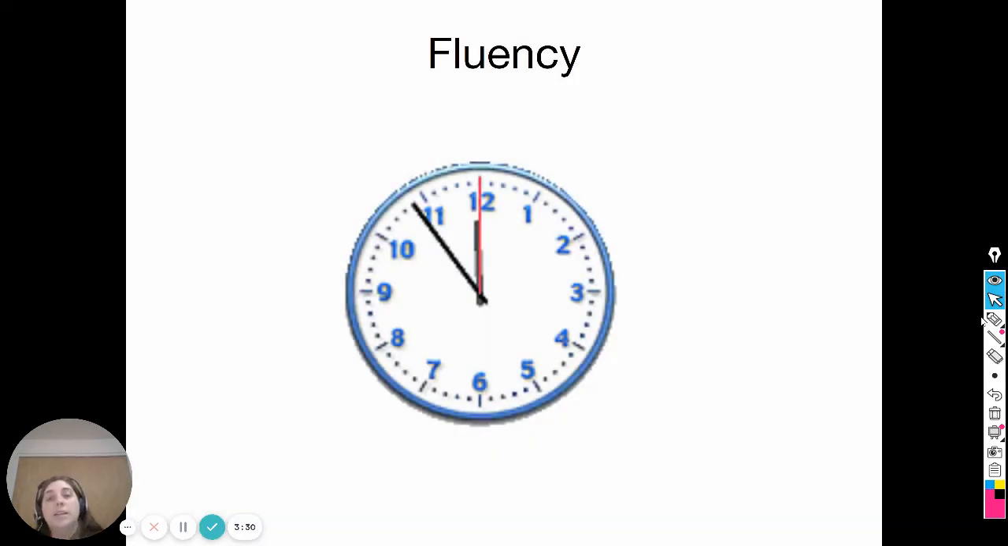Here's your next clock. Remember, the shorthand is the hour hand. The long hand is the minute hand. And then that red one there is the second hand, which for now you don't have to worry about writing. Go ahead and message me your time and go Guardian.